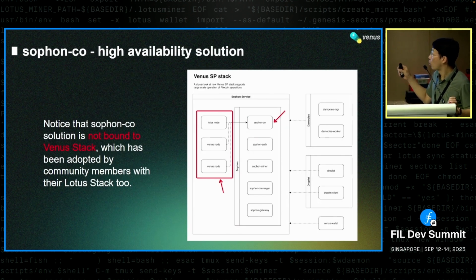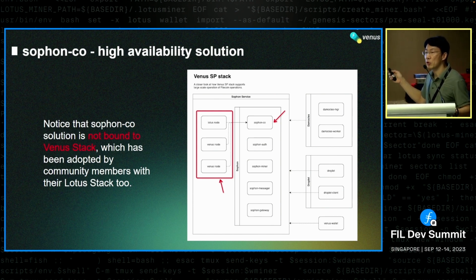We also have several components in Sofen, including Sofen core, Sofen OS, Sofen miner, messenger, and gateway. All of these put together make up the chain service. First, we'll talk about Sofen core. Sofen core is a high availability solution for the chain service, so that you could run one Velas instance, and you could run another Velas instance. You could run multiple Velas instances, or you can run a Lotus instance together, and use Sofen core to provide this service for all the SPs.